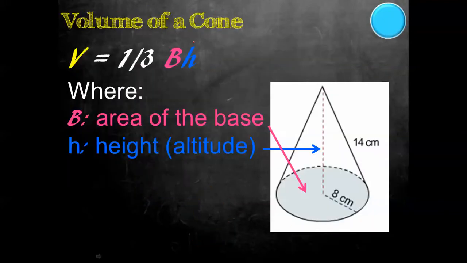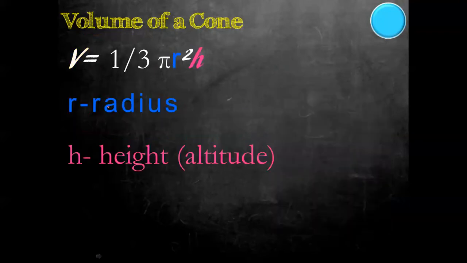Okay, so when we're finding the volume of a cone, then we are going to use the formula volume equals 1/3 big B times H, where B stands for the area of the base and H stands for the height or the altitude. So in volume, we are going to use the altitude and not the slant height. So our base then is a circle, and then our height is this line right here, the altitude.